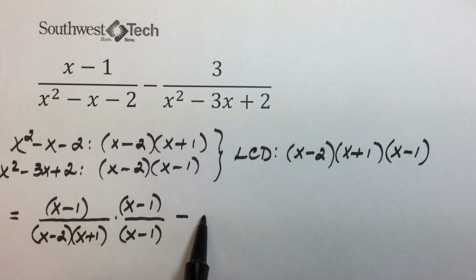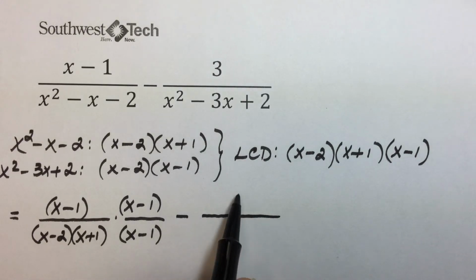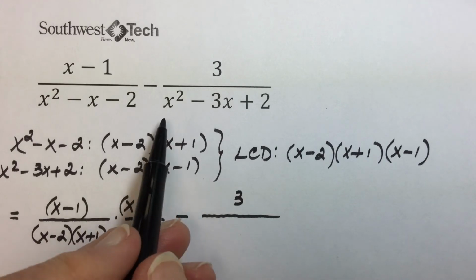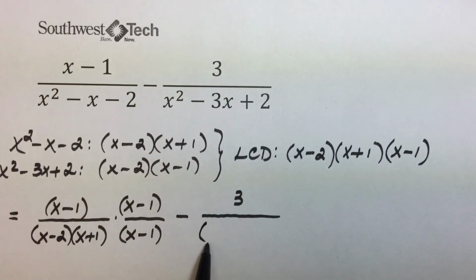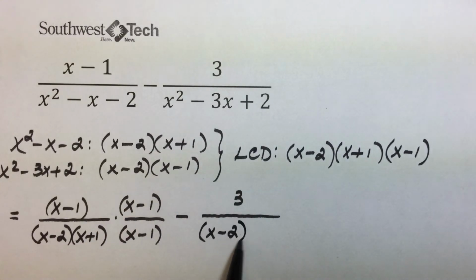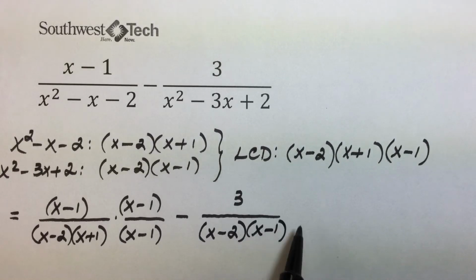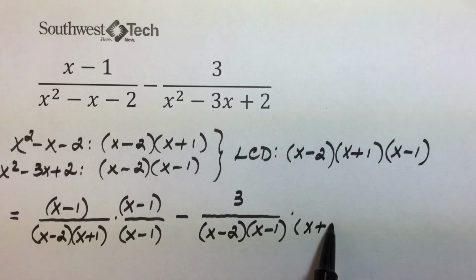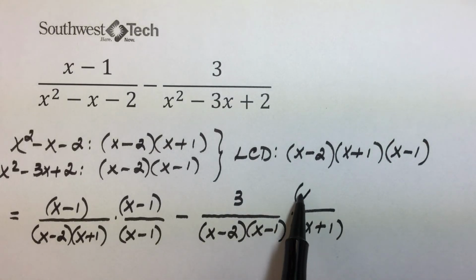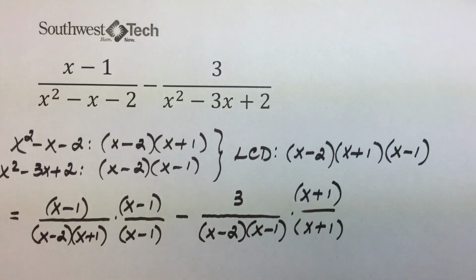Likewise, we'll do the same with the next rational expression. In place of the trinomial, we'll put its equivalent factored form of x minus 2 and x minus 1. It is missing the x plus 1 factor. Expressing x plus 1 over itself is the same as multiplying by 1, but will give us that common denominator.